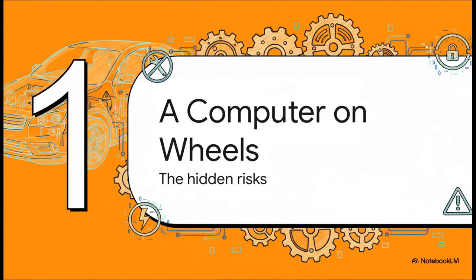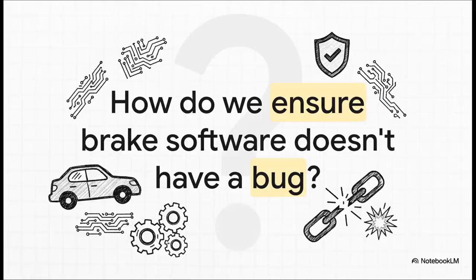Okay, first up, a computer on wheels. To really get why this standard is so important, we have to start with the cars we're driving right now. I mean, let's be honest, they're not just mechanical machines anymore, not by a long shot. So, that brings up a really big question, right? Your car has millions of lines of software code. So how do we make absolutely sure the code controlling your brakes doesn't have a bug? Because we're trusting these invisible systems with our lives, and a single mistake in that code could be the difference between a normal stop and, well, something much, much worse.